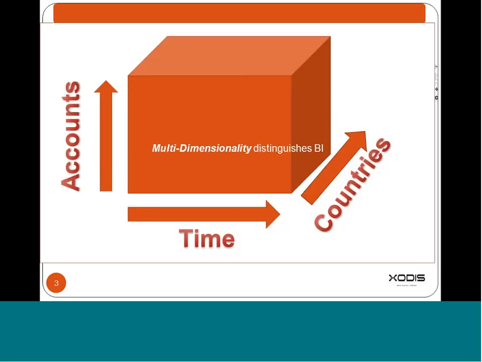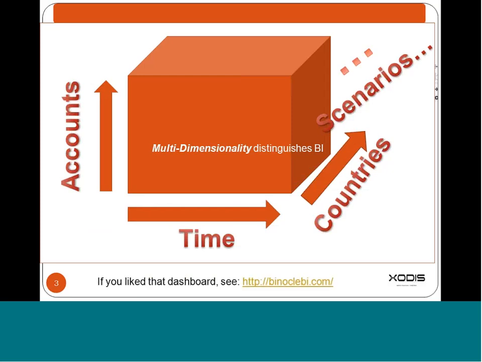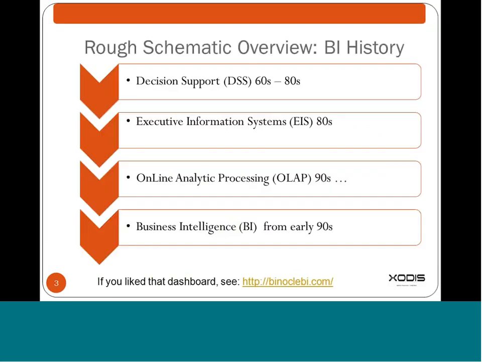So multidimensionality is the characteristic that distinguishes BI, always has distinguished it. That was the key characteristic of our product, Strategem. It handled multidimensionality, multidimensional databases. So you can have three dimensions, accounts, time, and countries, and then as we just saw, we could have scenarios, or we could have different report choices. So there's your link for Binocle. I think that's how you pronounce it.